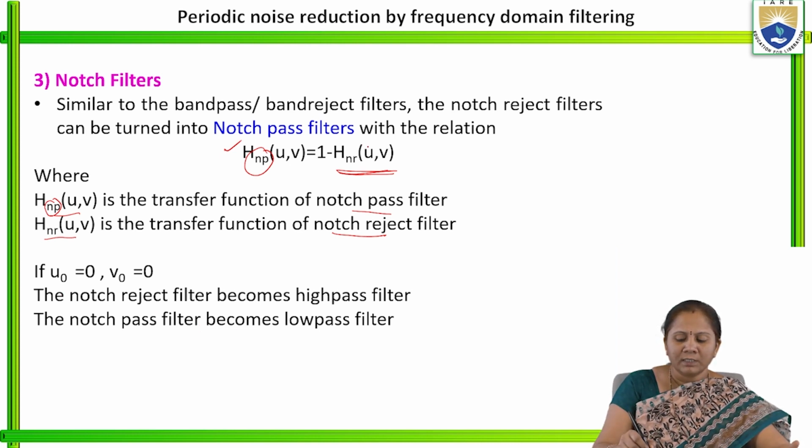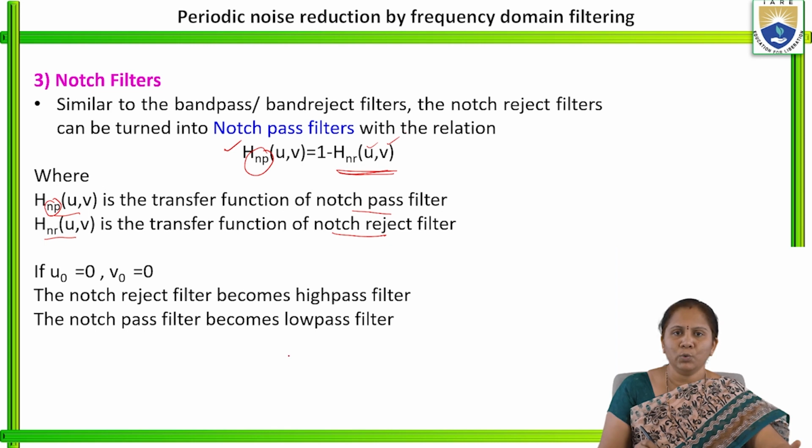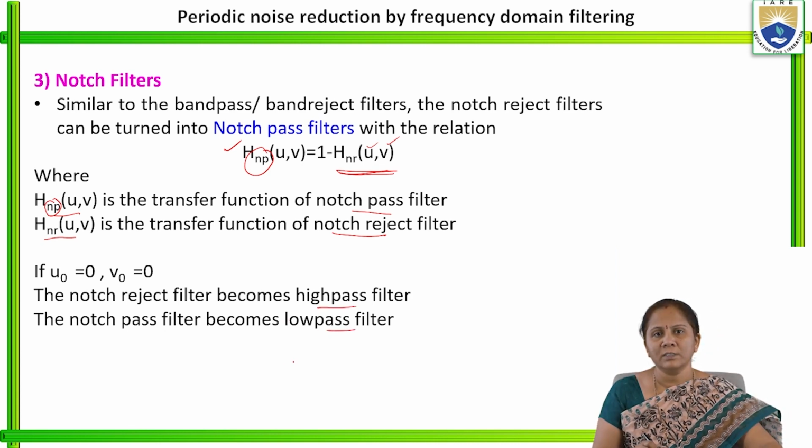In this case, if we consider u and v, they can be 0. If u naught is equal to 0 and v naught is equal to 0, the notch reject filter will become a high pass filter and the notch pass filter will become a low pass filter.